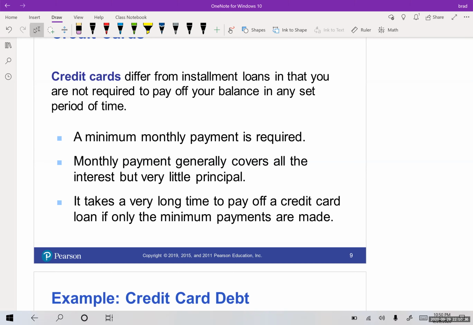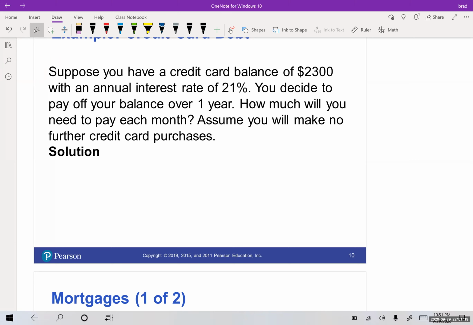Okay. So let's look at a problem. Suppose you have a credit card balance of $2,300 with an annual interest rate of 21%. And again, this might sound crazy, but that is a common interest rate for credit cards. If you have any type of bad credit and then you try to get a new credit card, they're going to charge you 21%, maybe more. So if you have a credit card like this, you really want to keep your balance low. You decide to pay off your balance over 1 year. How much will you need to pay each month? Assume you will make no further credit card purchases. Okay, so let's take a look at this. We're going to use our formula, PMT.